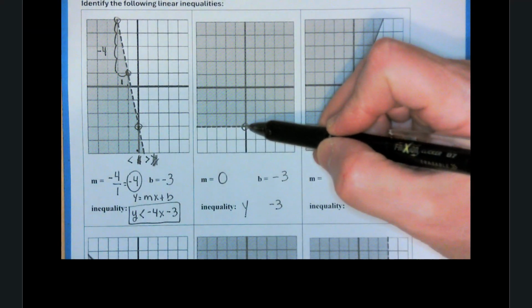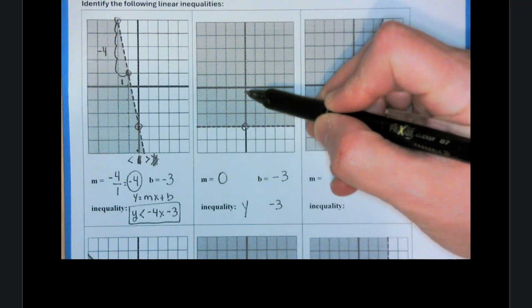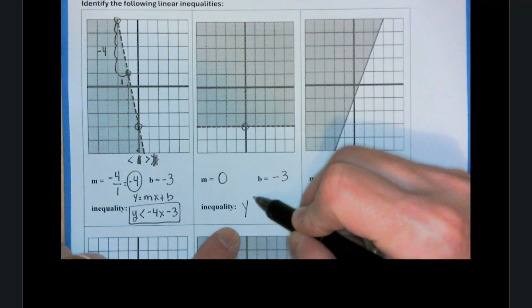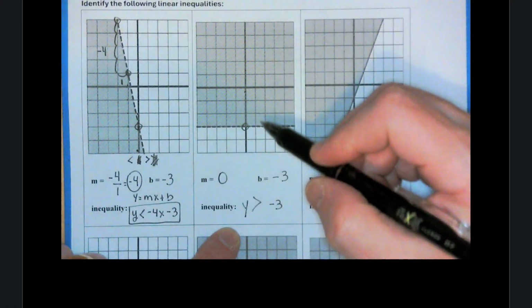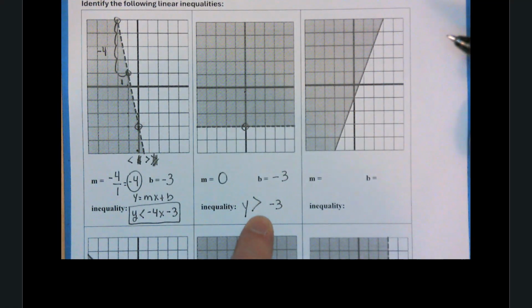And notice that in order to shade, I had to ask my elevator to go up to a floor that is greater than the one that I am right here. So right there, I know that this is going to be greater than, and it's not going to have a dash because the line is dotted. So that would be my inequality.